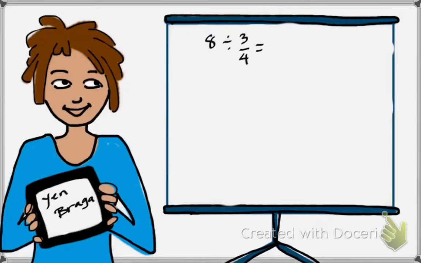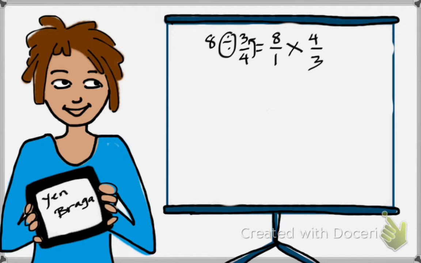Alright, let us divide the whole number by a fraction. So our whole number 8 divided by 3/4. What we will do is make the whole number a fraction, so we are going to put a denominator of 1. So let's make it 8 over 1. And change the division sign into a multiplication sign. 8 over 1 times, and we get the reciprocal of 3/4. So we will flip. The reciprocal of 3/4 is 4 over 3.